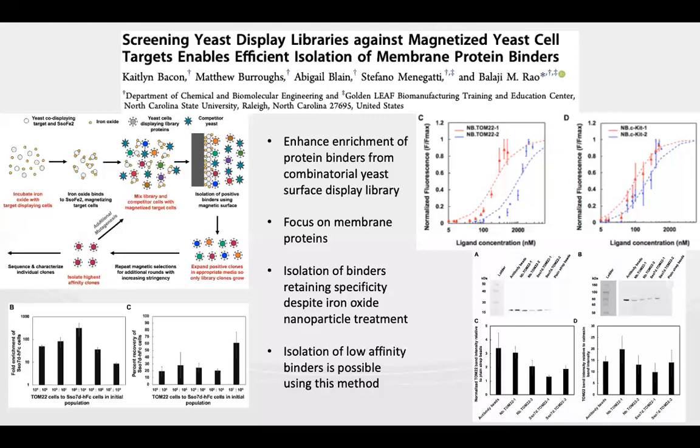Importantly as well, when looking at this irrelevant mutant and comparing it to SSO7D mutants that could bind, those mutants only needed a 2 micromolar concentration to bind to TOM22, but the irrelevant mutant was not able to be screened at these concentrations.